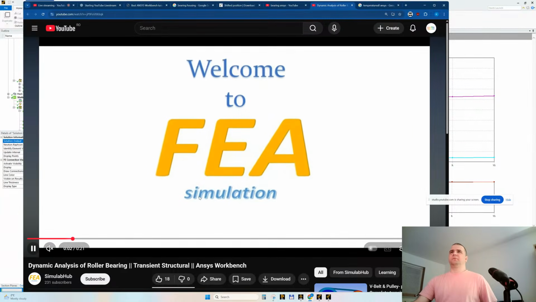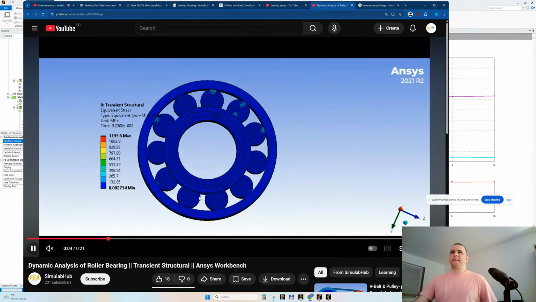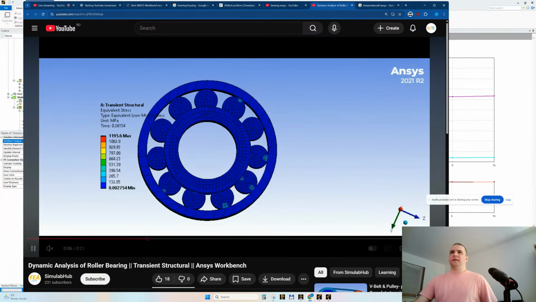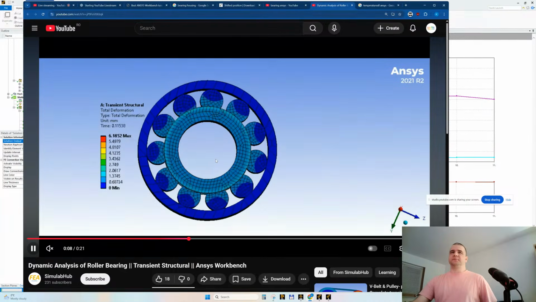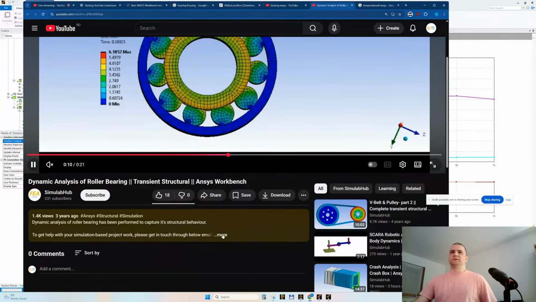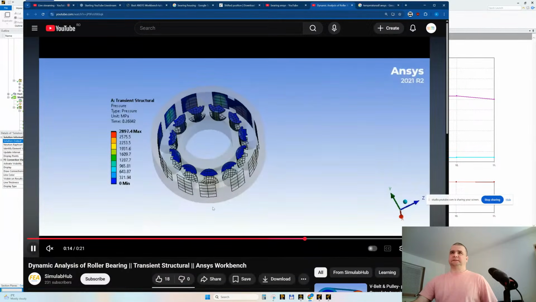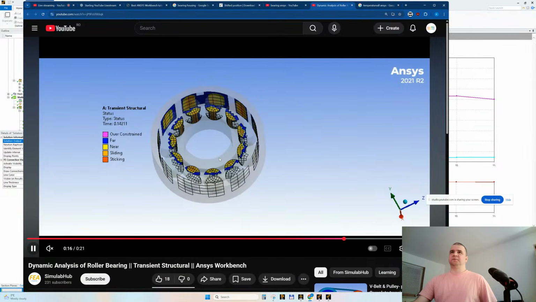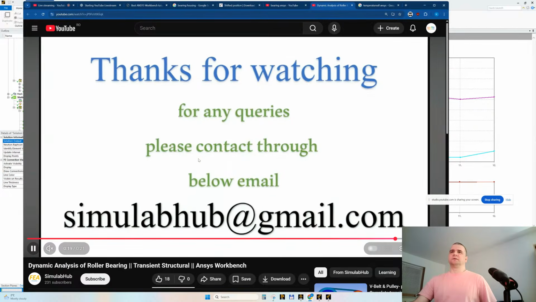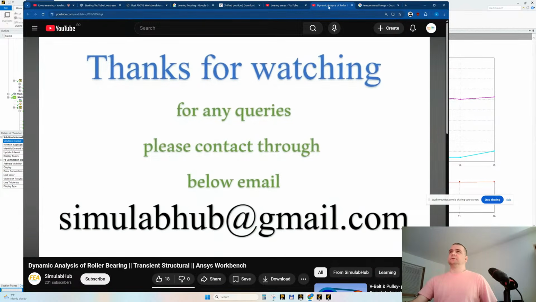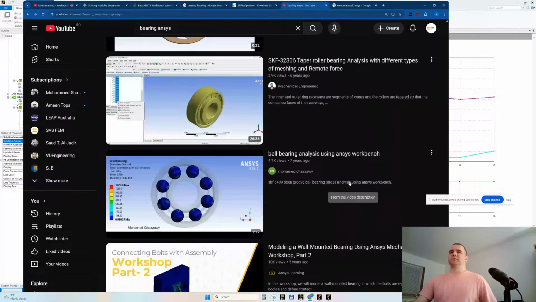Welcome to FEA simulation. It's very promising to get help with their simulation. A small problem would be that this mesh is very coarse. It should be fine, and maybe it will work more. Yes, it's promising.